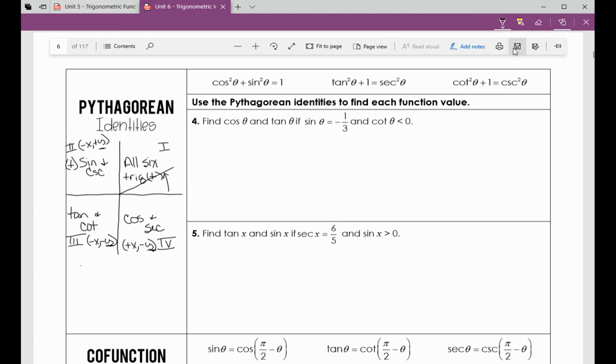Now, just like please excuse my dear Aunt Sally, there's a little saying that goes with it. All students take calculus. Okay? All students take calculus. The A stands for all. All 6 trig functions are positive. The S stands for sine and its reciprocal. T stands for tangent. And C stands for cosine and its reciprocal. So all students take calculus. That's a way that you can kind of remember which functions are positive in what quadrant. The reason I'm telling you this is because I need to know that for this particular problem.